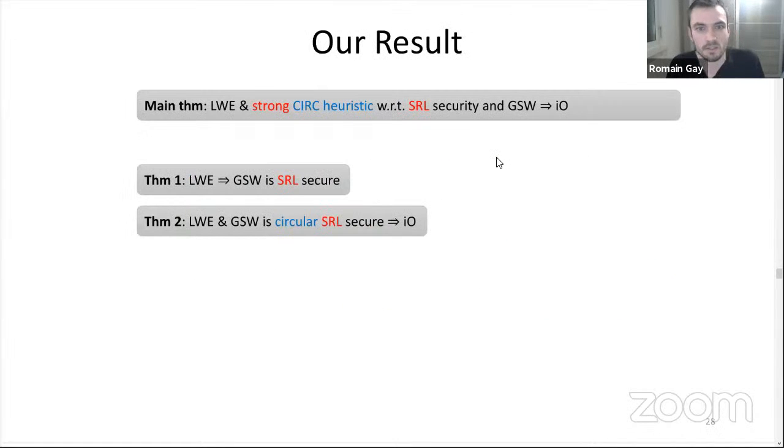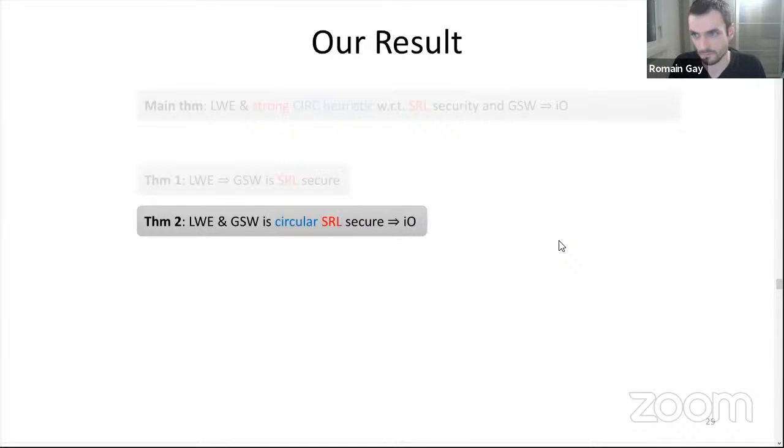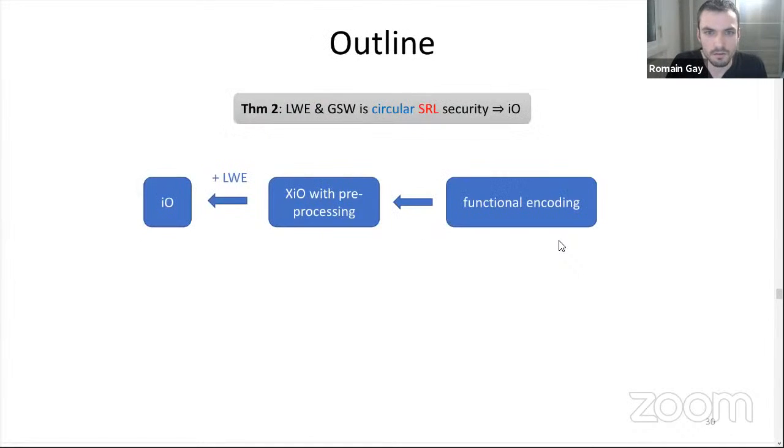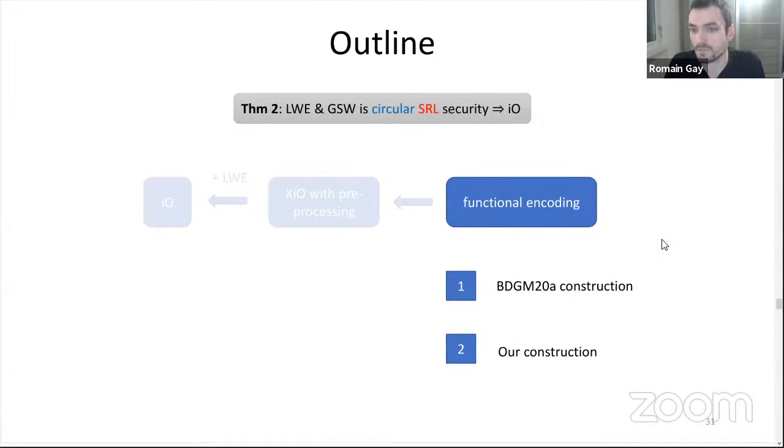All right, so now let's go back to our results. As I said, there are two steps. First, we prove GSW is SRL secure from LWE, and then we prove IO from the circular SRL security of GSW. So for the rest of the talk, I'm going to focus on theorem 2. And to prove it, we will follow the same blueprint, the same framework that Giulio already explained. As he said, to build IO, all you need is a functional encoding, a relaxed notion of split FHE. So I'm going to explain how the original BDGM construction did it, and then how our construction did it.